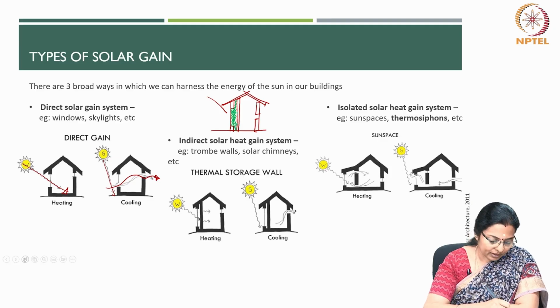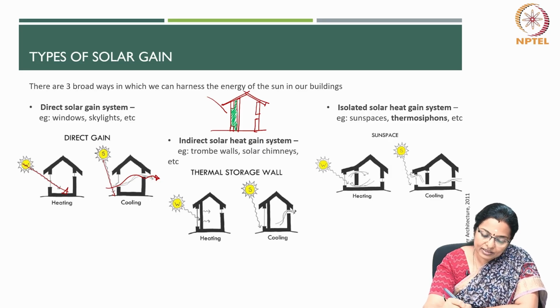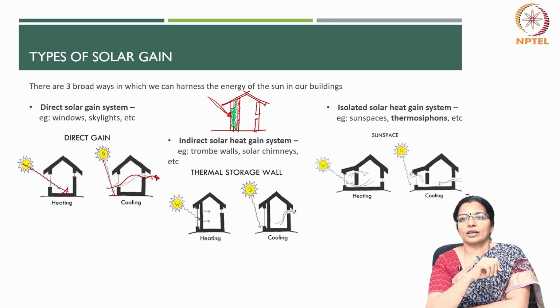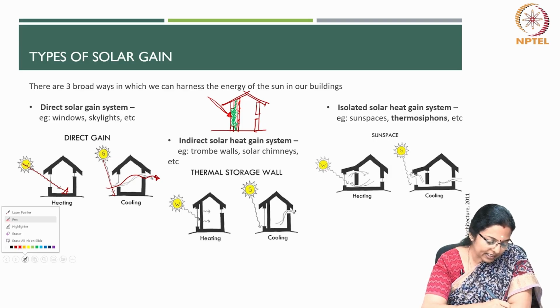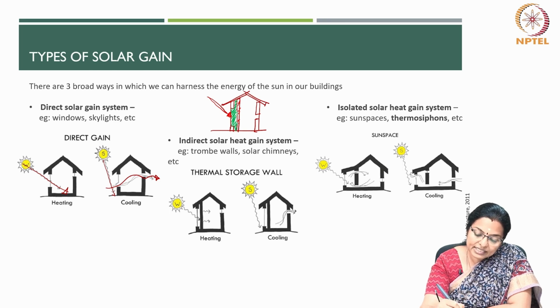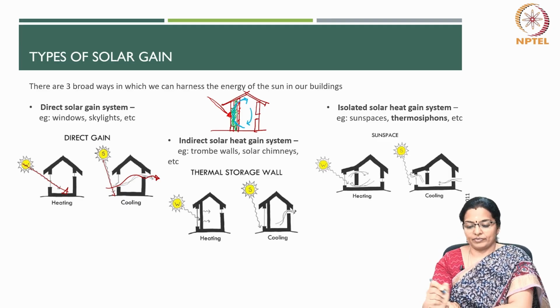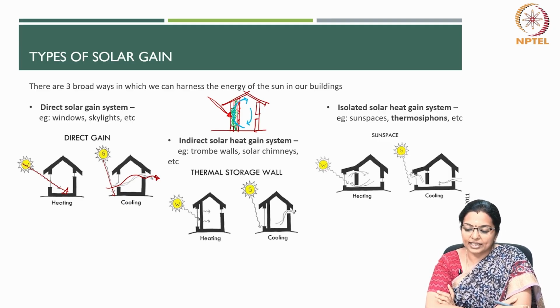So solar radiation which strikes this glass wall does not directly hit this wall, because it hits this glass surface and the heat gets trapped. The air gets trapped between this, and that air moves in this manner. So this is the indirect solar heat gain system.